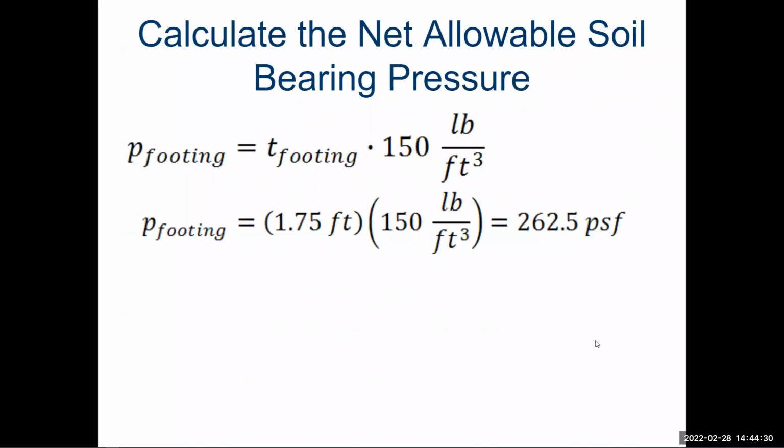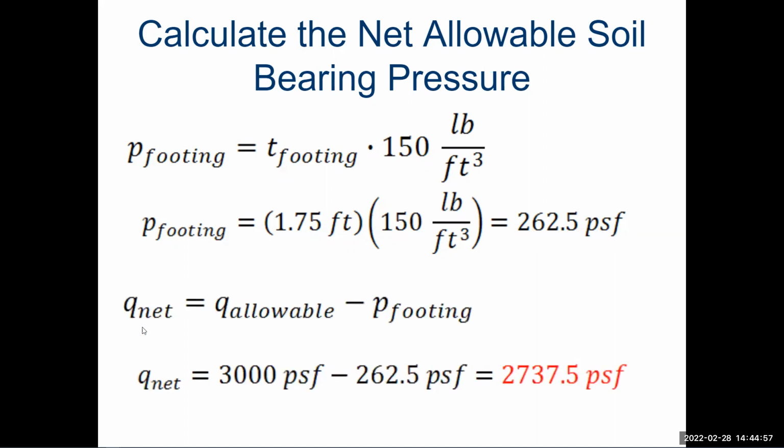Coming back, doing a couple more calculations here. We need to figure out the soil bearing pressure of the footing itself. That's based on the thickness of the footing. Remember in the question, it said 1 foot 9 inches, which would be 1.75 feet. Simply take that number and multiply it by 150, the density of concrete, which gives us 262.5 pounds per square foot. And to find the total allowable soil pressure, it's the 3,000 pounds per square foot. That's given from the table.